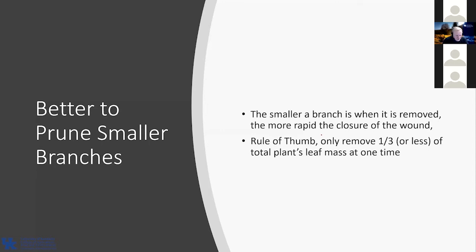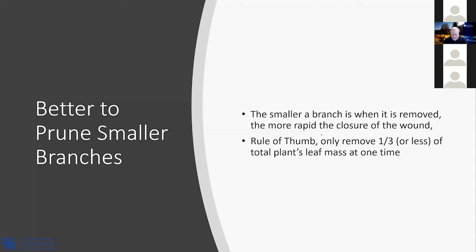Another good concept to remember when we're pruning trees is it's better to prune smaller branches. The smaller a branch is when it's removed, the better it's going to close the wound, the better it's going to callus and close up, because the tree doesn't have as big a wound to deal with. It sort of makes sense. The same rule of thumb applies to wounds that we have.